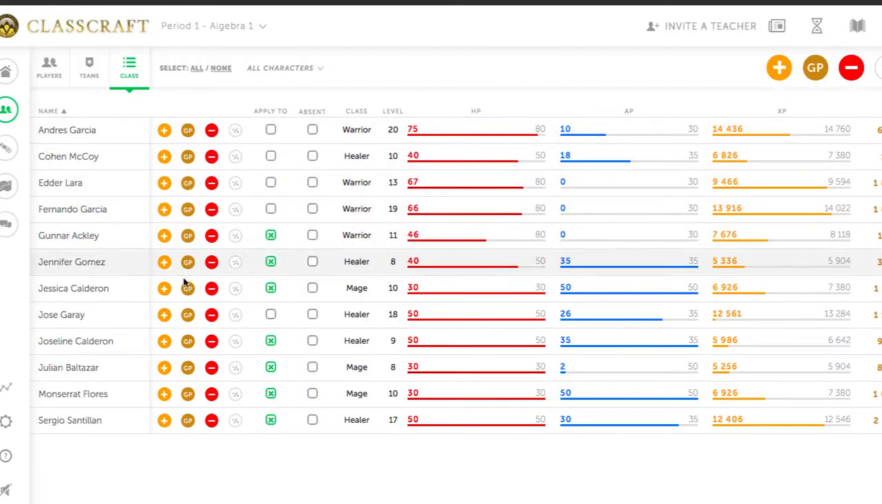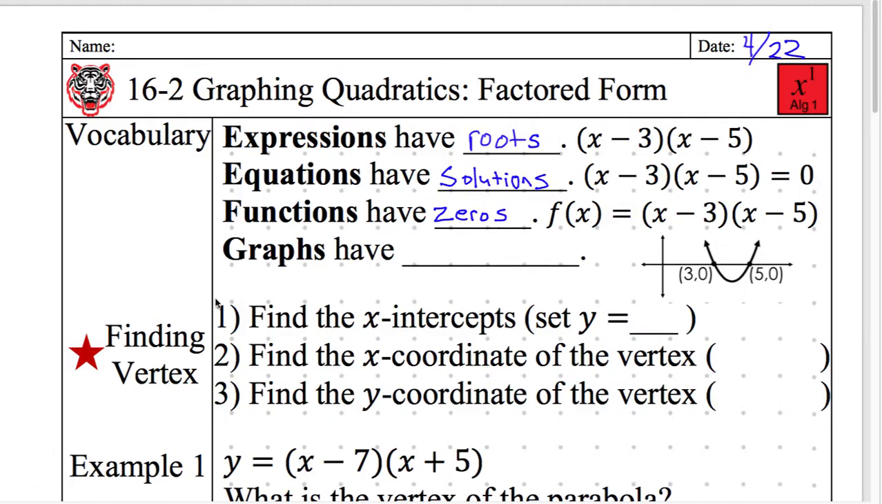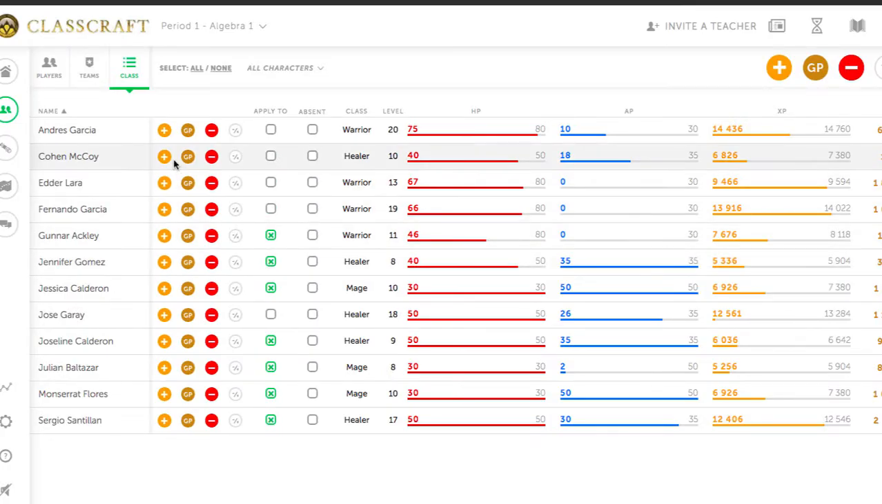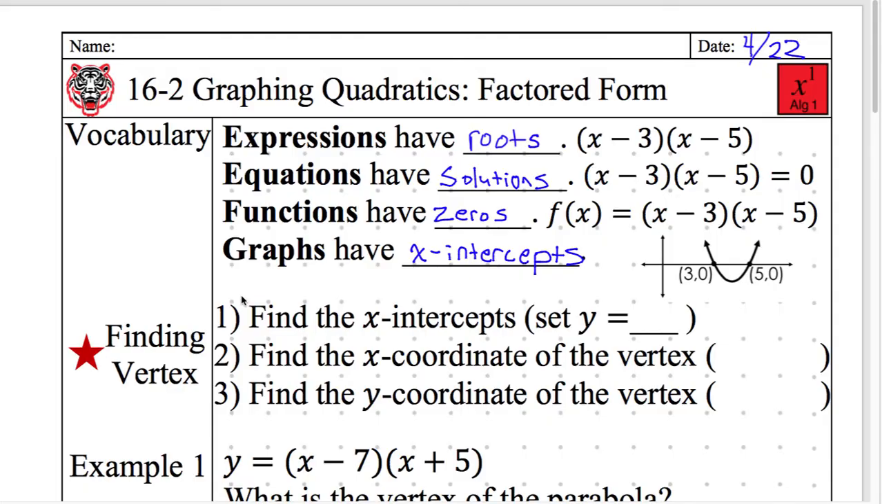And finally, graphs have what? Cohen, go for it. X-intercepts, there it is. The easiest XP you've ever gotten, I'm sure. All right, so you 4 can turn in your cards. These are all the same word.